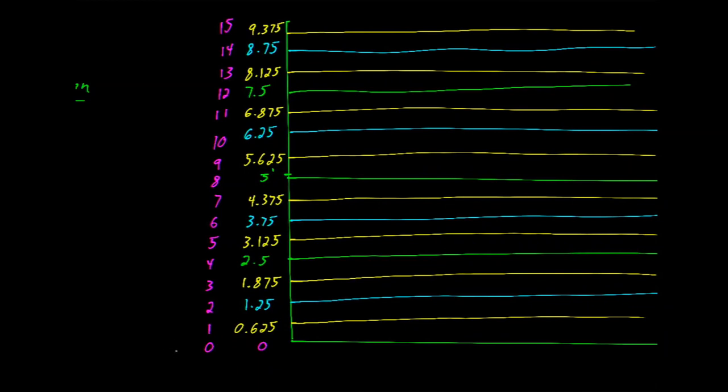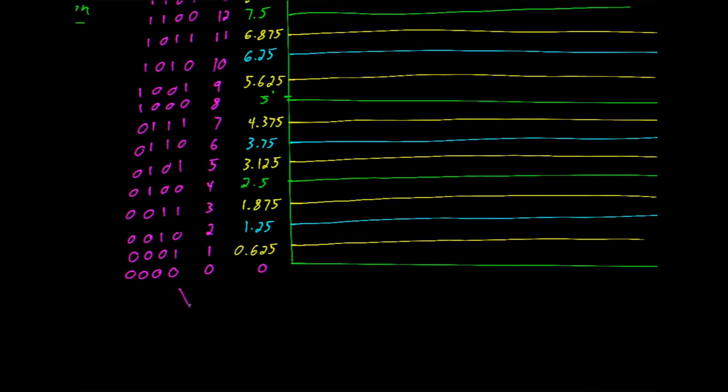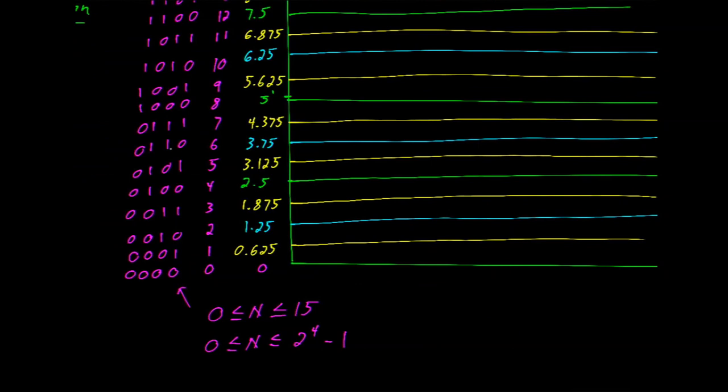But why stop there? We may as well convert this into binary. Which brings us right back to where we started, where 0 is less than or equal to n is less than or equal to 15, or if you prefer, in binary, 0 is less than or equal to n is less than or equal to 2 raised to the 4th minus 1. Because this is a 4-bit system, that's what we said, right? There are 4 bits of information contained within this graph.